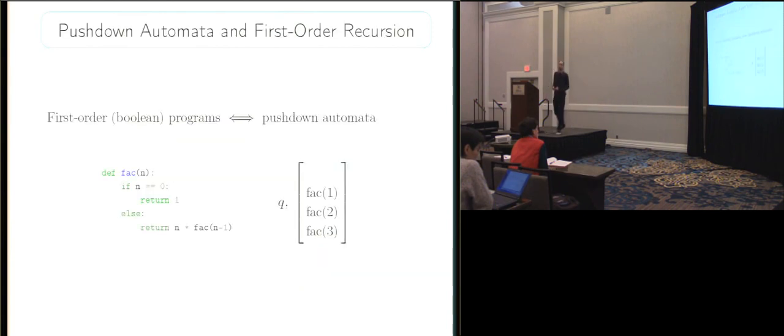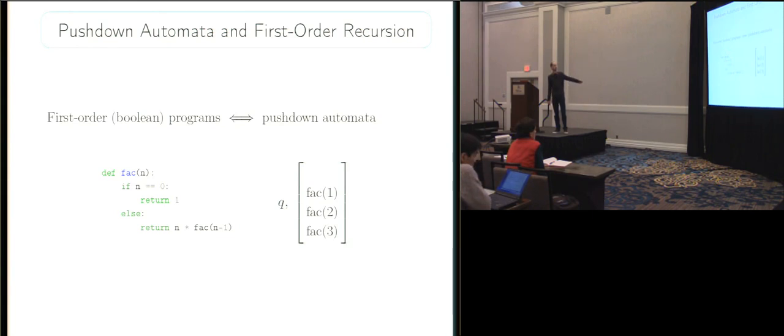Okay, so how do we do that? How can we start to think about higher-order programs? In the first-order case, the simple procedural programs, we already have pushdown automata. These are very well studied, and they correspond to just the procedure calls in a normal program. So here's a simple recursive factorial program. And then here is a pushdown system.